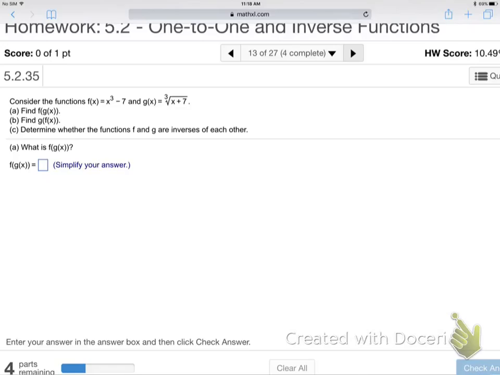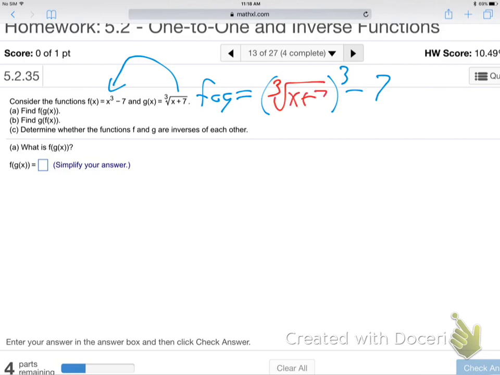So first off, if I put G into F, it's going to be something cubed minus 7. What's it going to be? G is the cube root of X plus 7. Good so far? Just put all of G into F. Now, the third root and the third power cancel. X plus 7 minus 7, no surprise. There it is, x. So don't even bother to do the other direction. It's going to be x as well. So they're inverses. Okay, great.